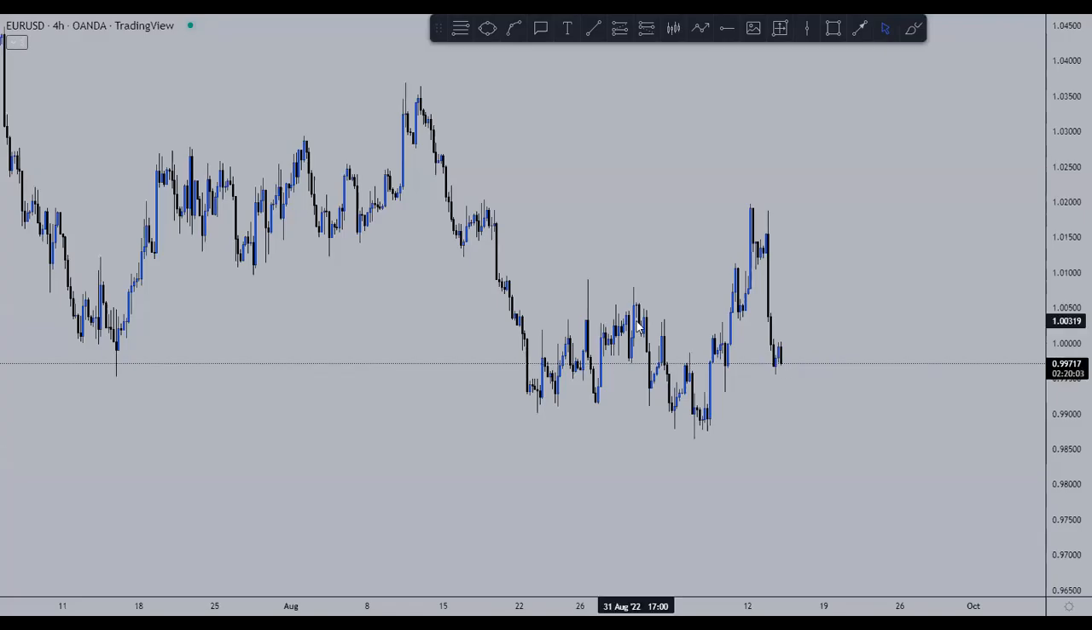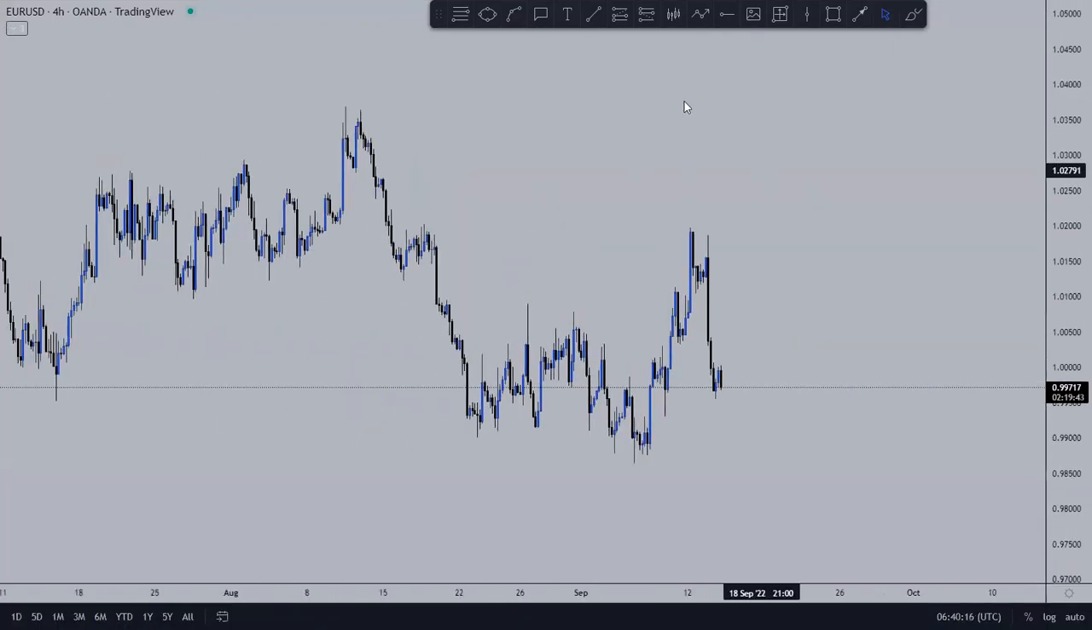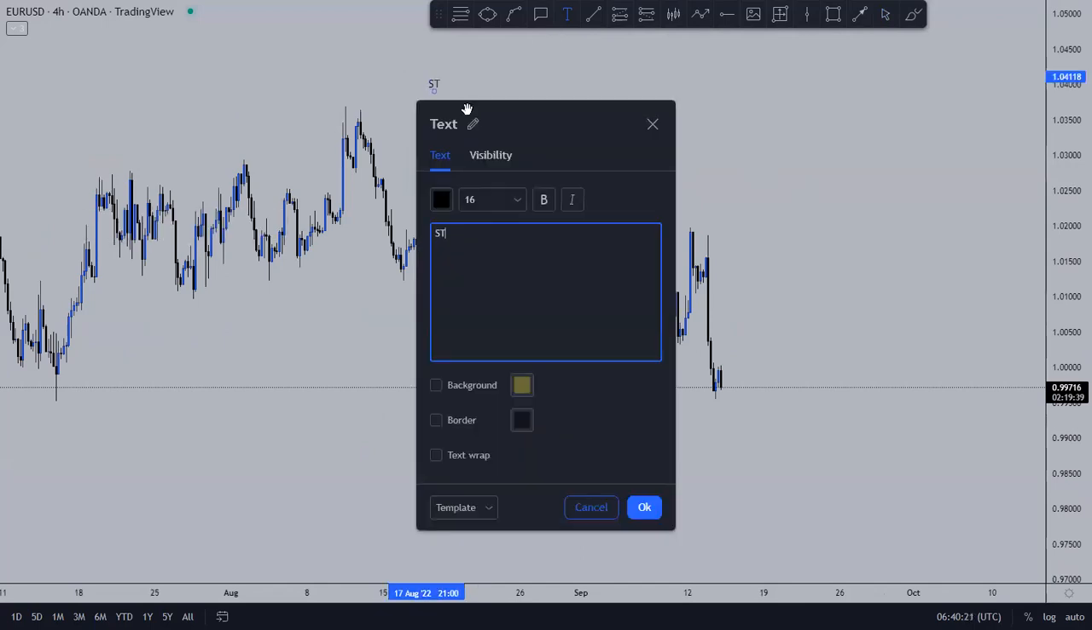Right. So order blocks, there are only 3 order blocks that are important when it comes to smart money concept. You only have 3 order blocks that you're going to find on the chart. So the first common type of order block is the standard order block.